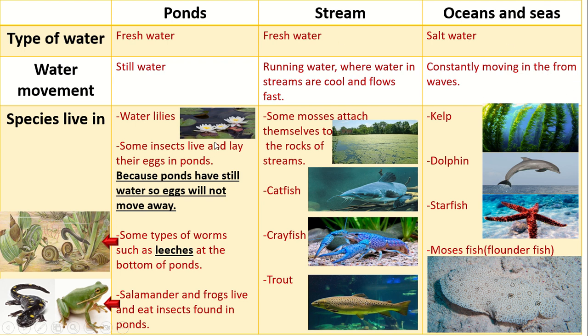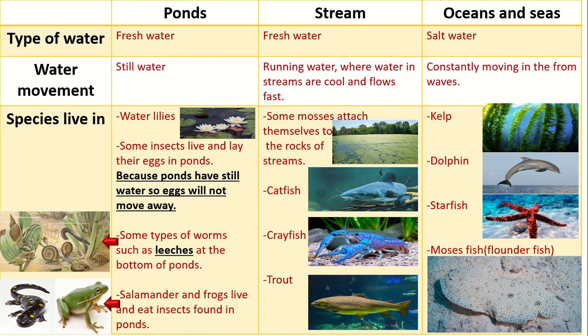Okay, now let's talk about the species that live in each one of them. The first plant lives in the ponds. It's called the water lily. Okay, what about the animals? We can find some insects that live in the ponds and lay their eggs there. Give a reason why these insects lay their eggs in ponds: because the pond has still water. So what will happen to the egg? It will not move away. If it is put in a place, it will be found in the same place.